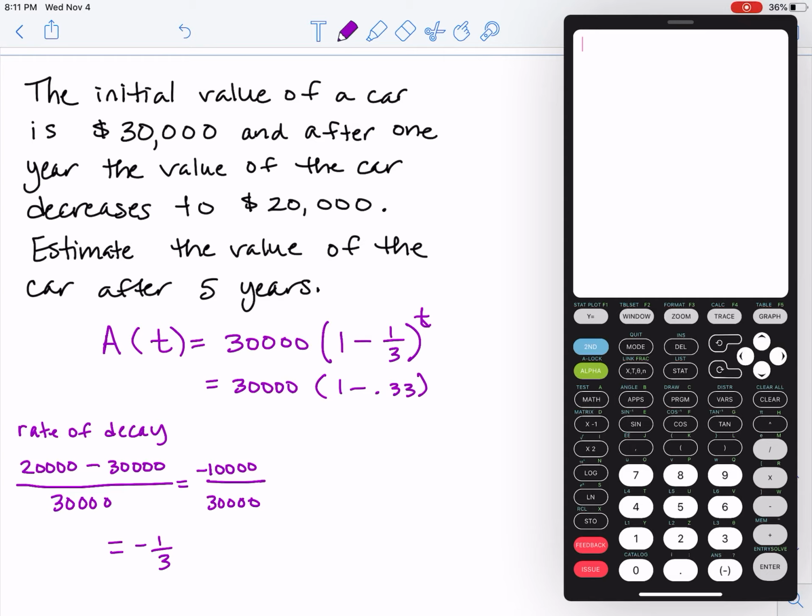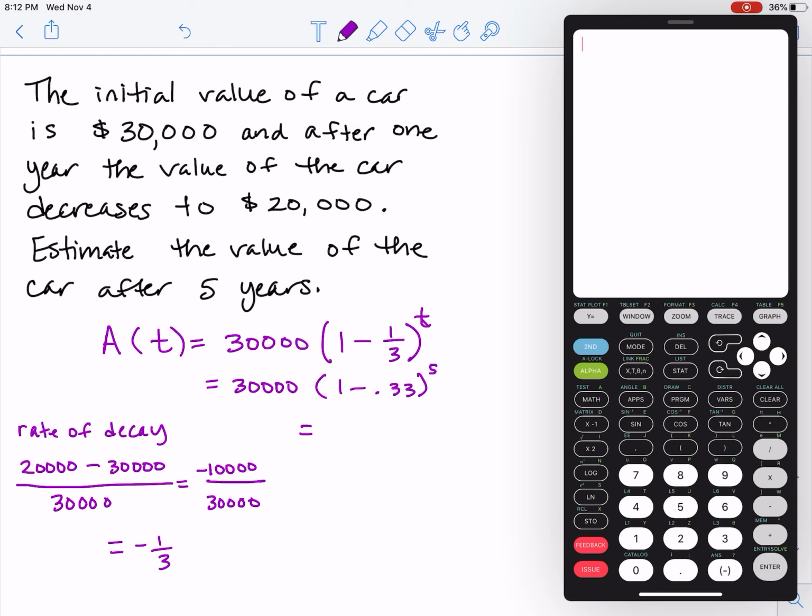And what is the t? The t is 5 years. I'm going to plug that in to 5 years. So I've got this $30,000 car. After 1 year, it decreases to $20,000. I want to know how much it's worth after 5 years. So after that first year, it decreases to 20,000, went down 10,000, and I want to know how much is my car worth in 5 years.